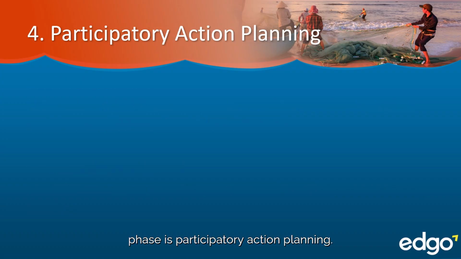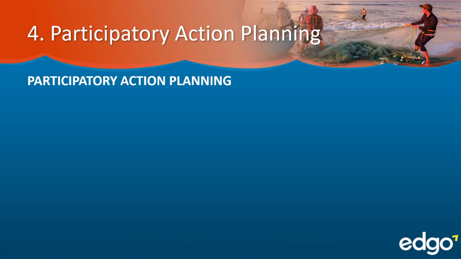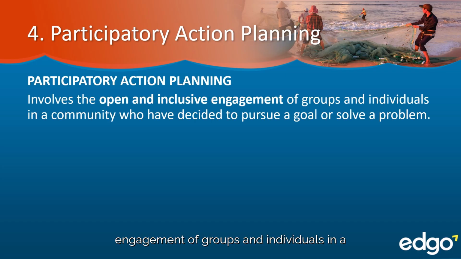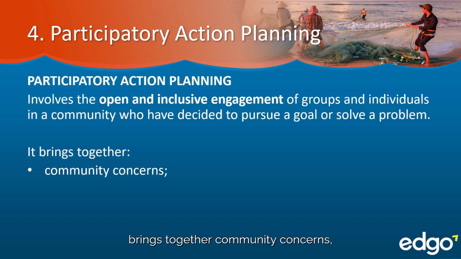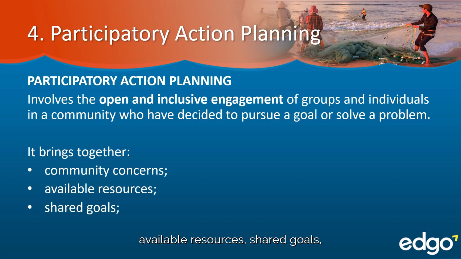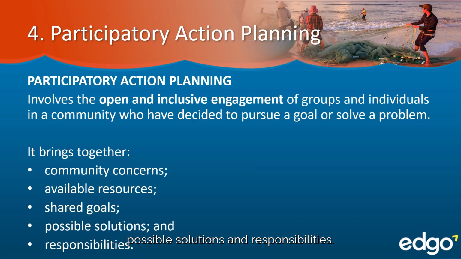The fourth phase is participatory action planning. This involves the open and inclusive engagement of groups and individuals in a community who have decided to pursue a goal or solve a problem. It brings together community concerns, available resources, shared goals, possible solutions, and responsibilities. The central question is: what should we do together? The word participatory is important. The plan should not simply be imposed on the community. People who are part of the community should have an opportunity to participate in developing the response.